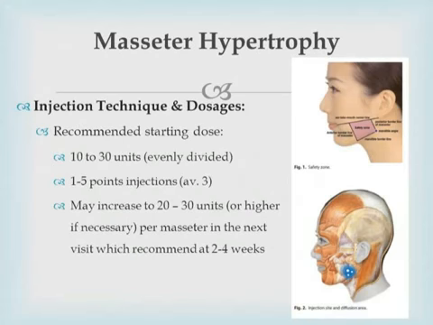I recommend a starting dose. I even start with 10 units if the patient has a small volume of muscle, and up to 30 units, with 1 to 5 injection points depending on the size of the muscle. It may be increased at the next visit 2 to 4 weeks later, adding some more 20 to 30 units.